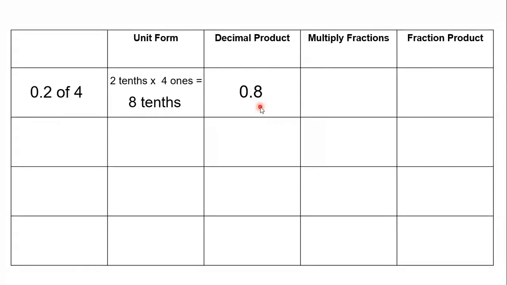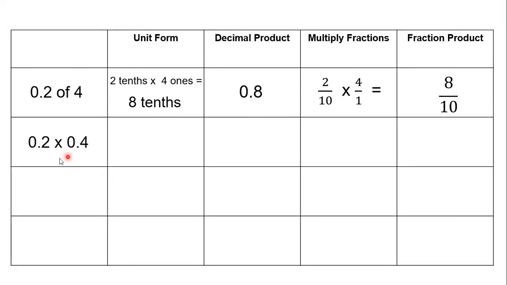If we were to do this as multiplying fractions, we would write 0 and 2/10 as 2 over 10, because this represents 2/10, times 4 over 1, since the 4 is in the ones place. Now we can just multiply across. 2 times 4 is 8, and 10 times 1 is 10. So our answer is 8 over 10, or 8/10, just like we got our answer for the decimal product.